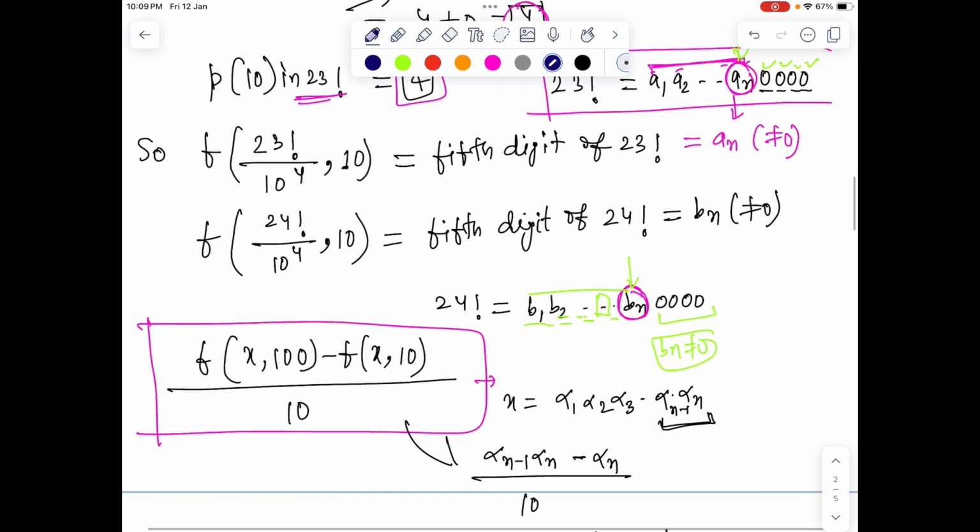Okay, so let's try to appreciate that calculation which I have done here. So till now, let me recapitulate what we have done.